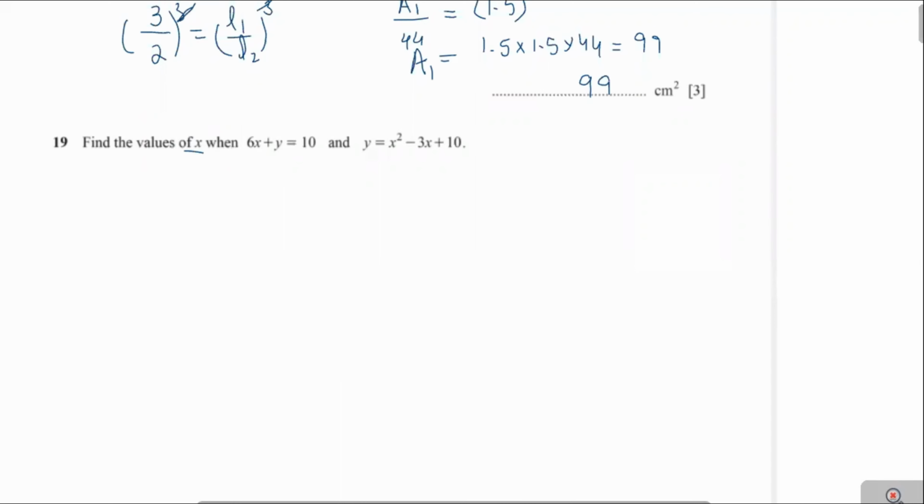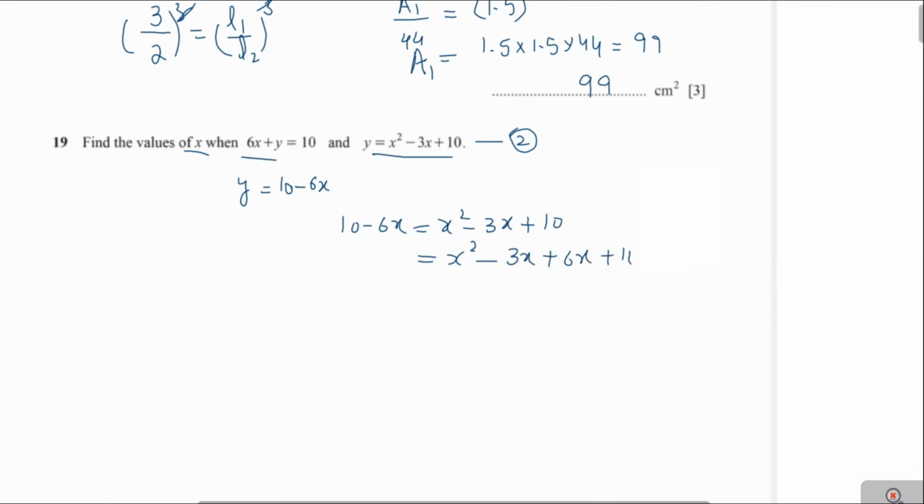Question 19. Find the values of x when 6x plus y equals 10 and y equals x squared minus 3x plus 10. Now you see here, 6x plus y equal to 10, we can write as y equal to 10 minus 6x. Now we substitute the value in this equation. y is equal to 10 minus 6x, that's equal to x squared minus 3x plus 10. And therefore we can write it as x squared minus 3x plus 6x plus 10 minus 10, and that's equal to 0.